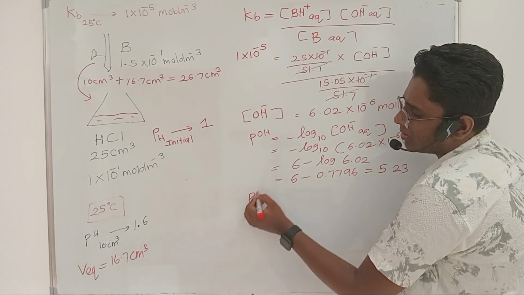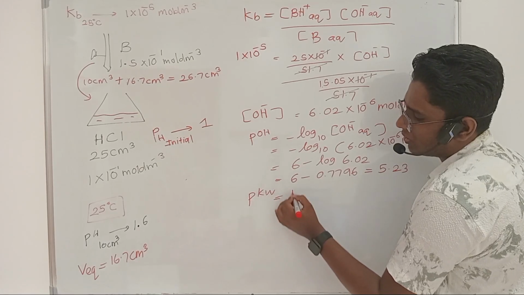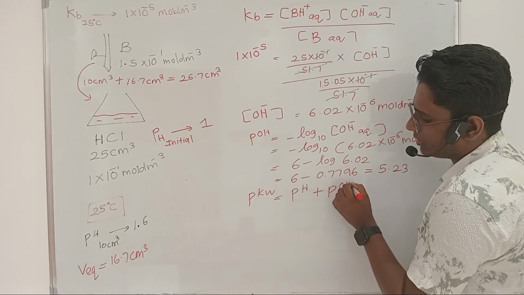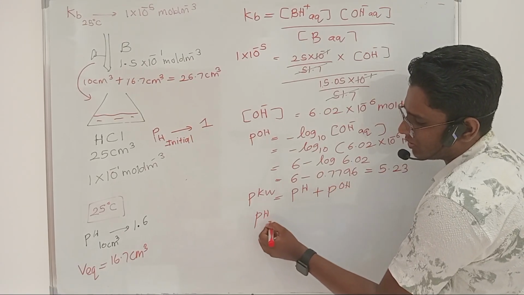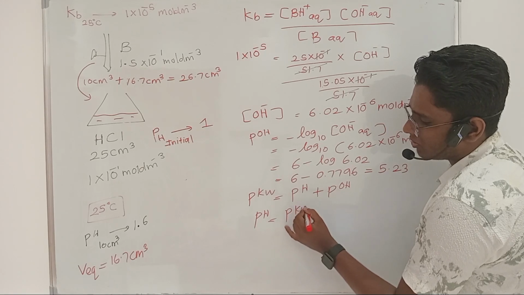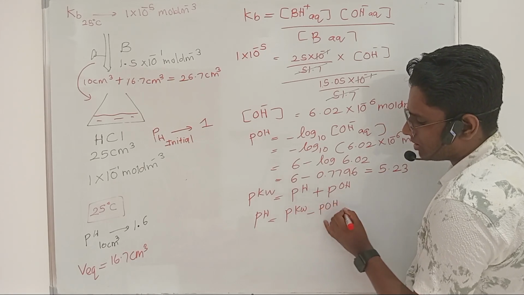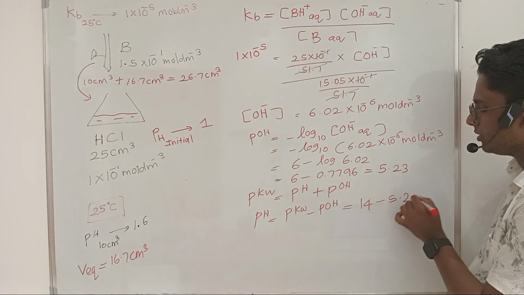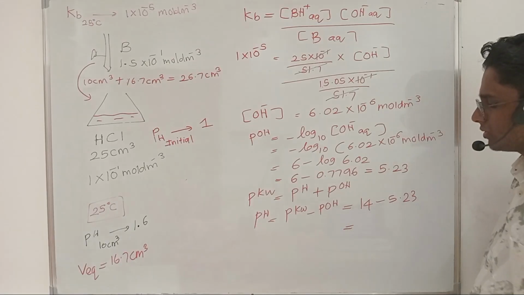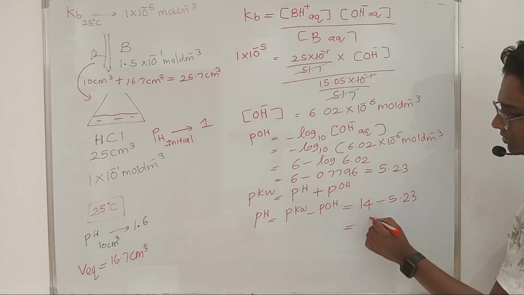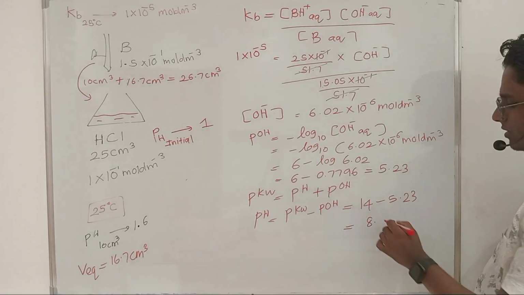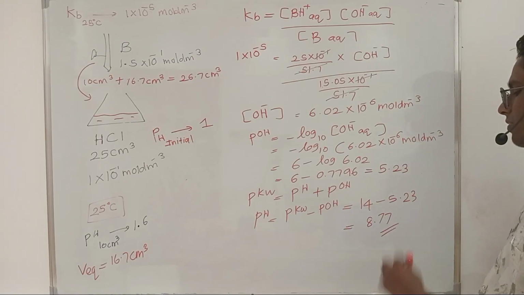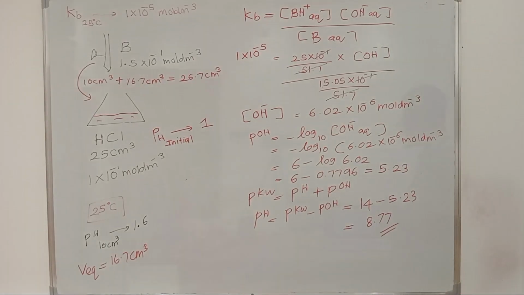So we know that pKw is equal to pH plus pOH, right. So pH is equal to pKw minus pOH, right. That is, pKw is 14 and pOH we found is 5.23. So what is the pH value? 8.77, right. 8.77 is the pH value.